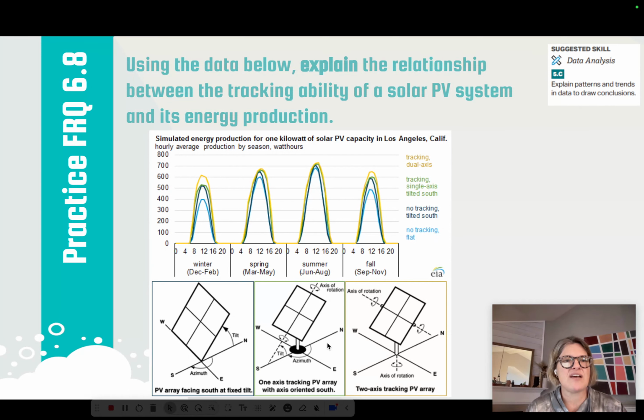All right, so practice FRQ for 6.8 is using this data below. Explain the relationship between the tracking ability of a solar PV system and its energy production. And you can kind of look at this down below. This is going to also combine with the information that we learned in Unit 4 with seasons. And so think about that as you're answering this question as well.